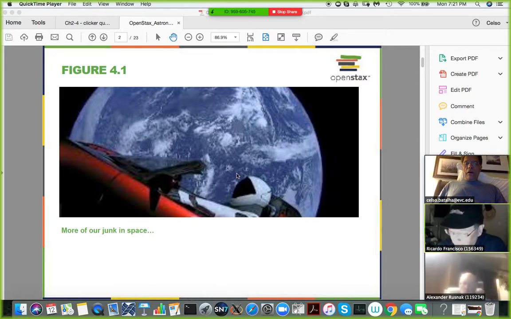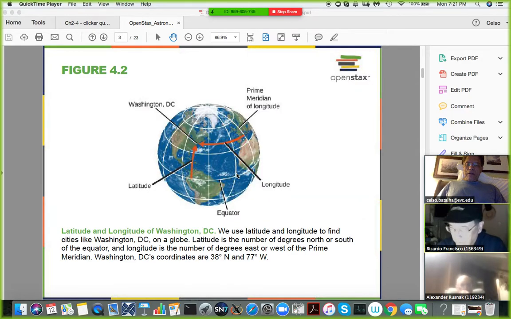So, first of all, Earth is round. That's a picture of Earth taken from space, believe it or not, from a car. And we go over the concept of latitude and longitude and coordinate systems in astronomy.